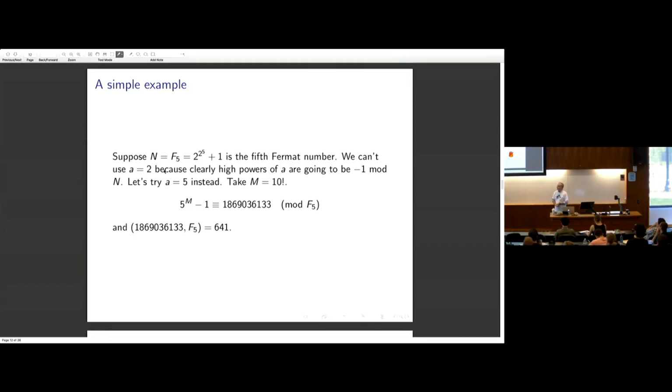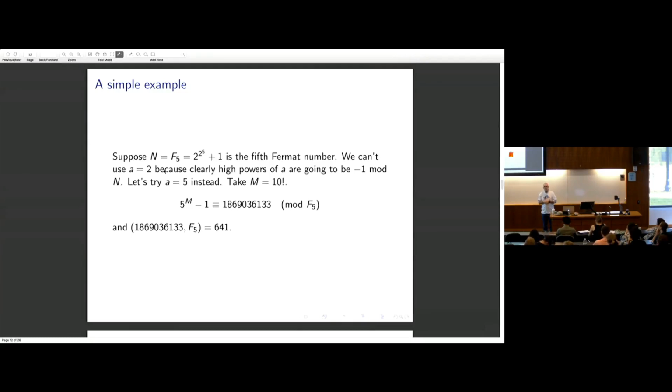Not very scientifically done. So the fifth Fermat number is 2 to the 32nd plus 1. We're going to try to factor it by the p minus 1 method. And 2 is a poor choice of base, but let's take 5 for no particular reason, and take m to be 10 factorial. And compute 5 to the m minus 1 mod this big number, which you can do efficiently. 10 factorial actually isn't that big a number. And you get this ridiculous number, and you take its greatest common divisor with F5, and you find 641.